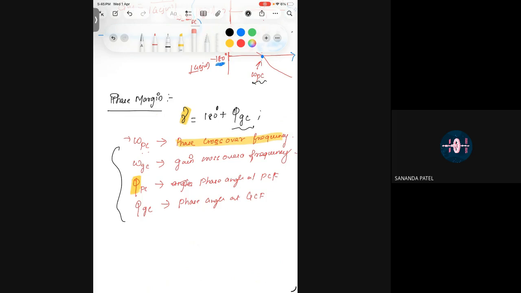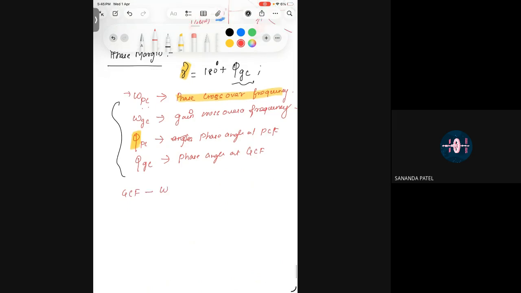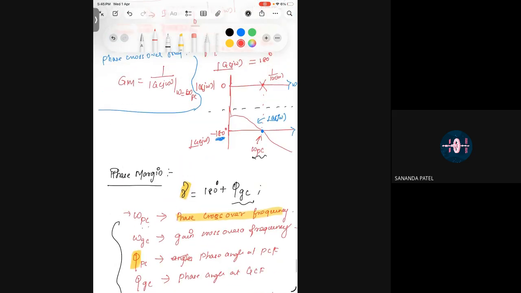That I will define. So gain crossover frequency, I am going to call it as omega gc. Gain crossover frequency is the frequency at which the magnitude of G(j omega) is equal to 1. Here, it is 1.